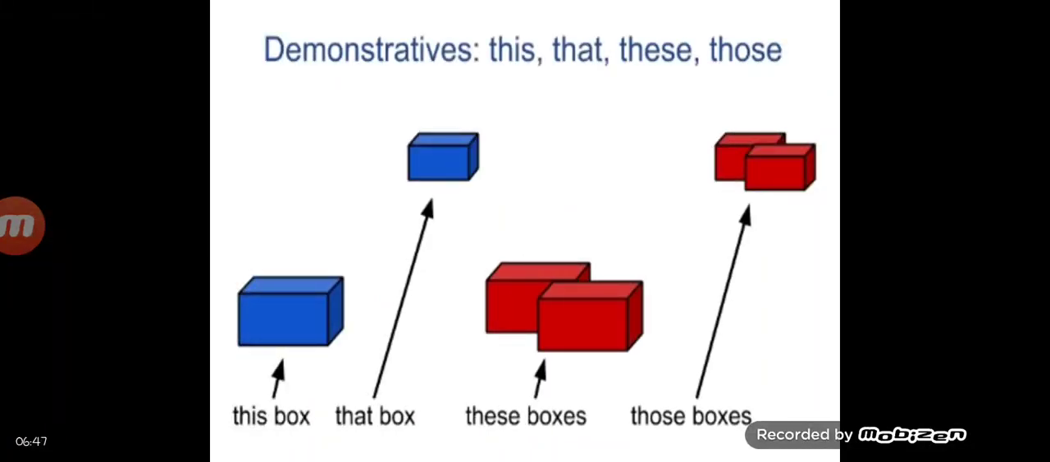There's another example of demonstrative pronouns: this, that, these, those. By seeing those blocks, if the box is near to you, you will use this box. If it's a little bit far away from you, you will use that box. There are two boxes near to you, so we'll use these boxes. And if they are placed far away from you, you will use those boxes.